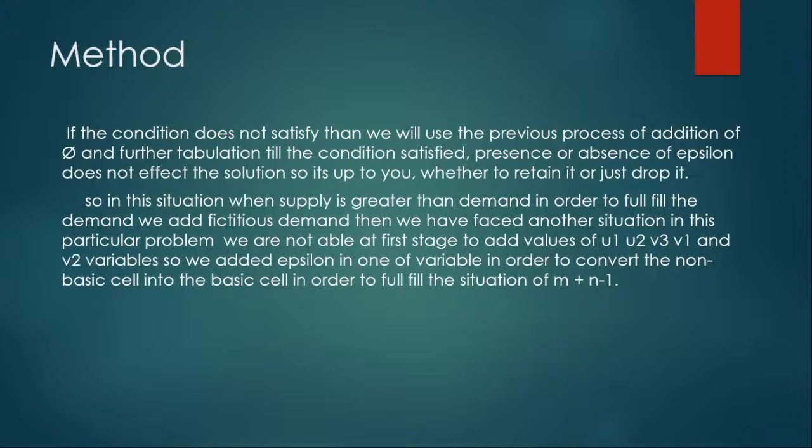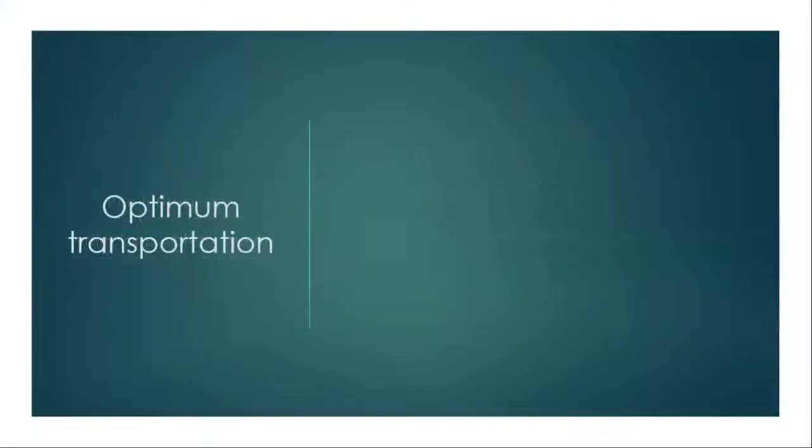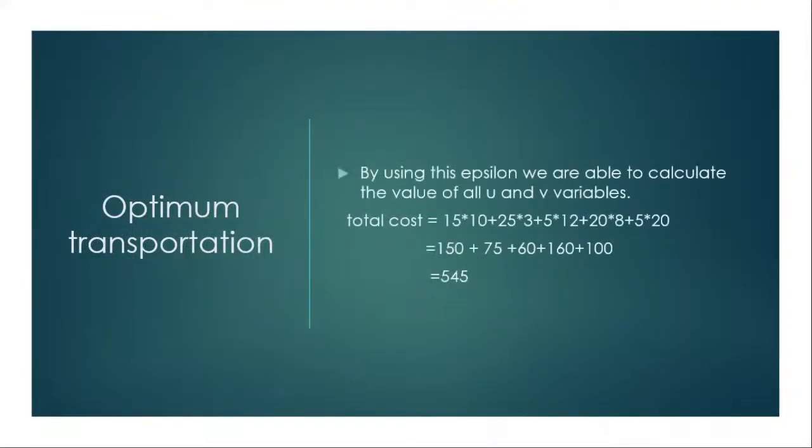We were not able, at the first stage, to find the values of u1, u2, u3, v1 and v2. So we added epsilon in one of the variables in order to convert the non-basic cell into a basic cell, to fulfill the condition of m plus n minus 1. Then the next step will give the optimum transportation. By using epsilon, we are able to calculate the values of all u and v variables.